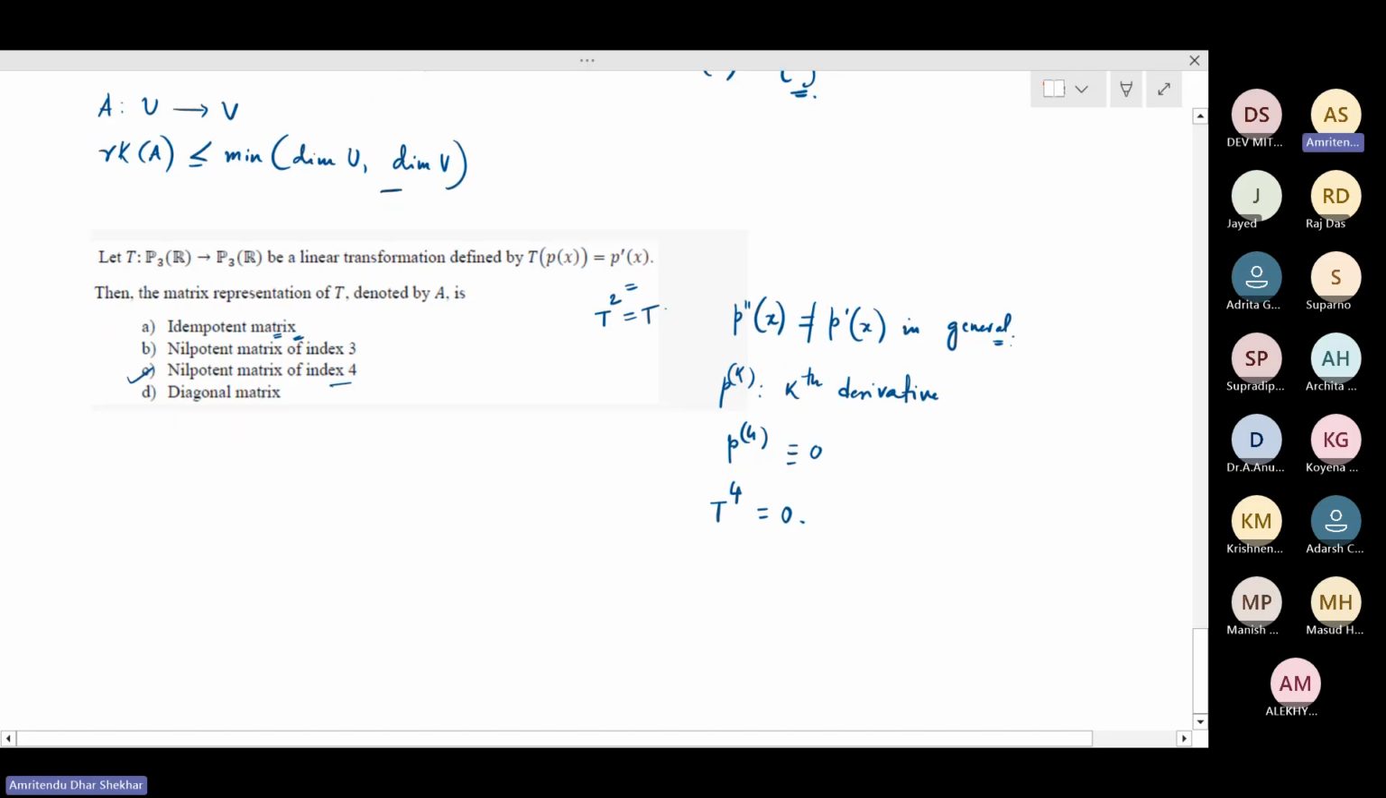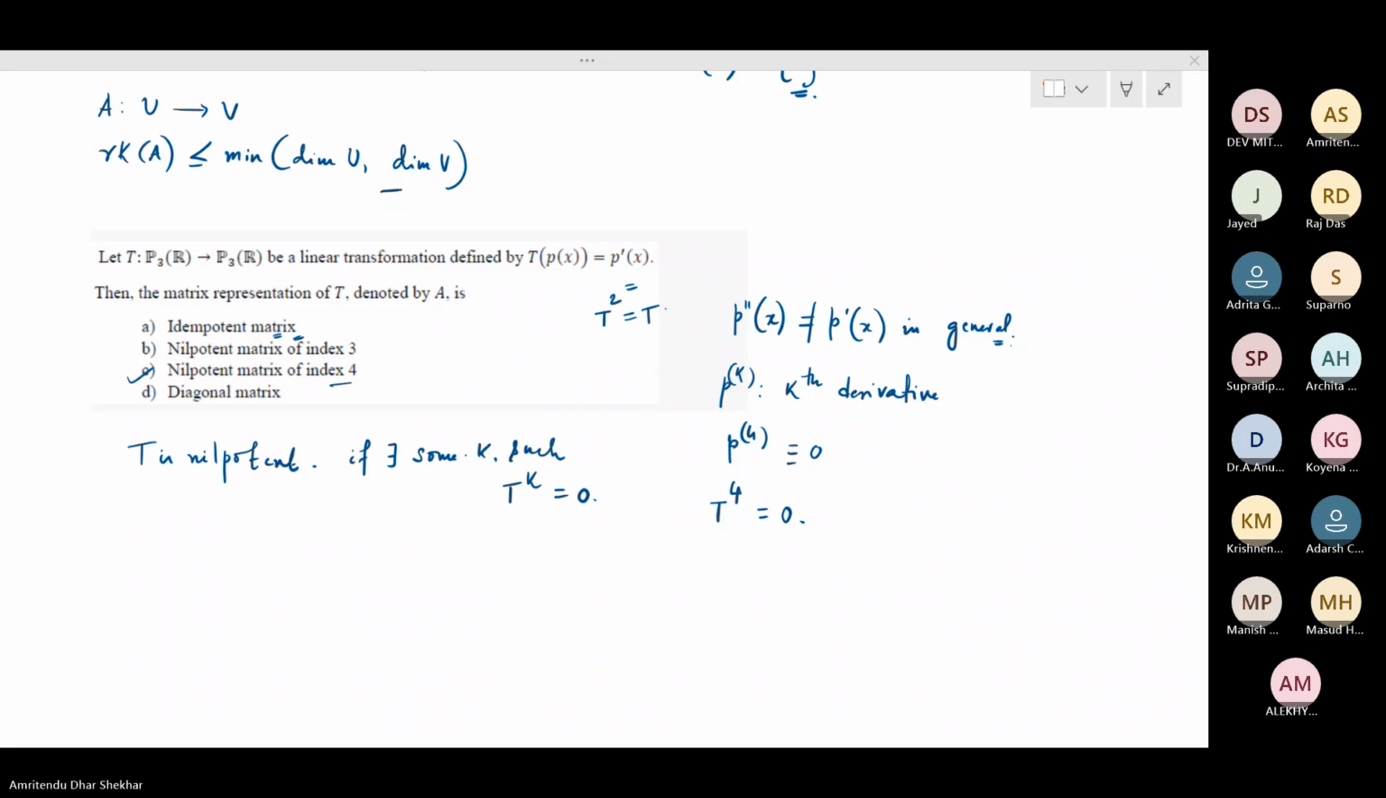We say that a linear map is a nilpotent map if there exists some k such that T to the power k is equal to 0, then T is nilpotent. Okay, so I hope this was clear. Also look at this problem.